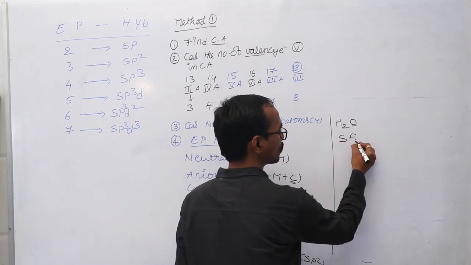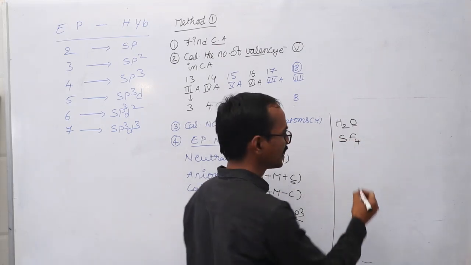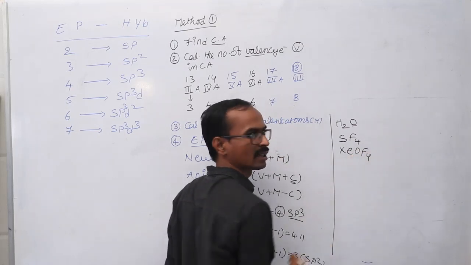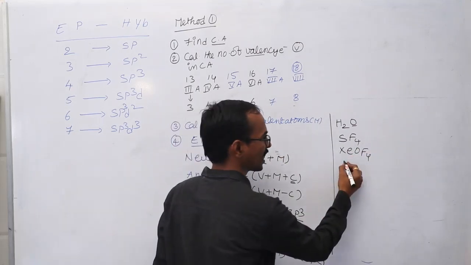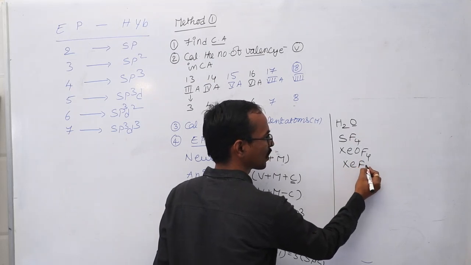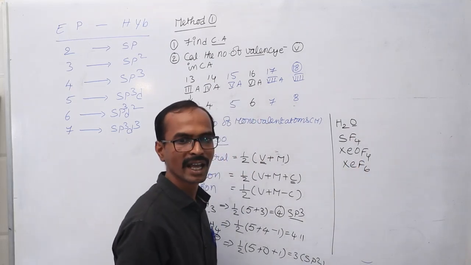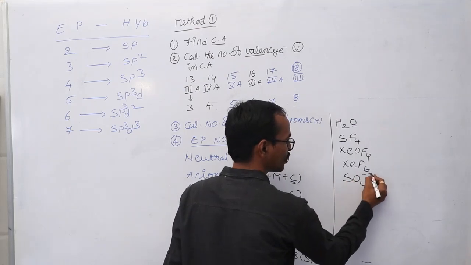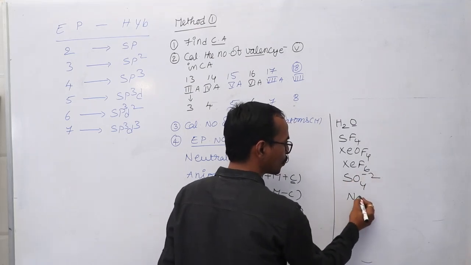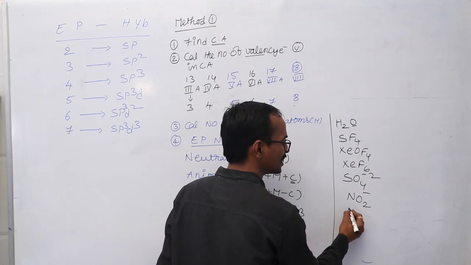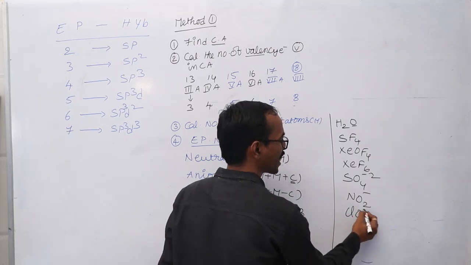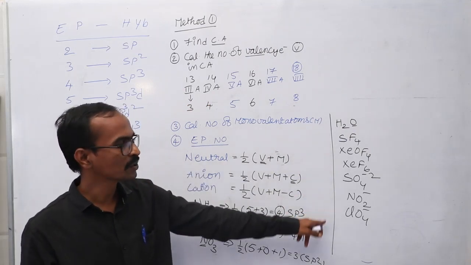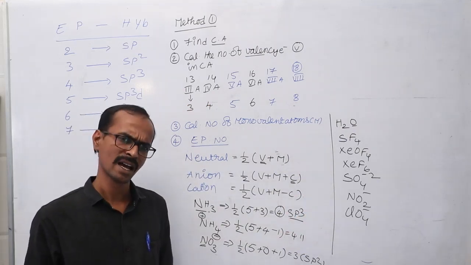SF4 molecule and XeOF4 molecule. Right. Next in the same way, XeF6 molecule. Right. Next in the same way, SO4 minus 2 molecule, NO2 minus molecule, ClO4 minus molecule. Like this, for all of these molecules you try to find the hybridization.